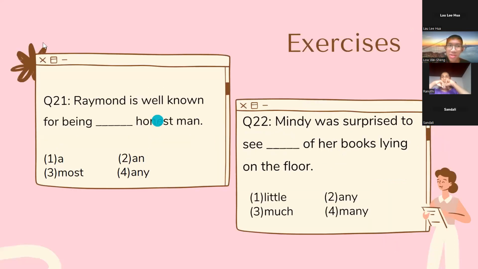Okay, we've already crossed the 20 question mark. Let's see how many more we can do before we wrap up the lesson for today. All right. "Raymond is well known for being ___ honest man." This can be a bit tricky.